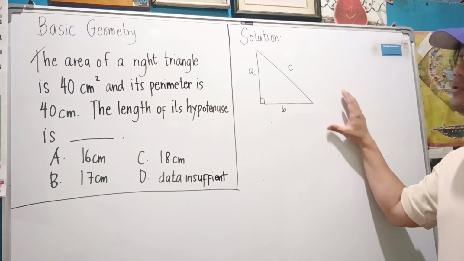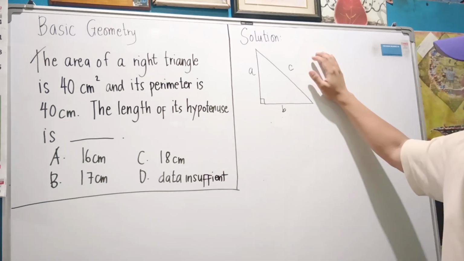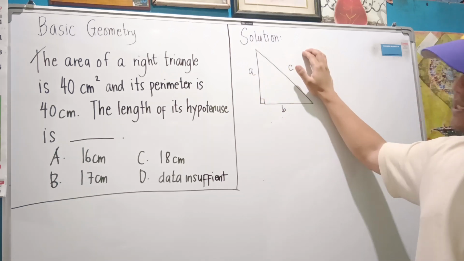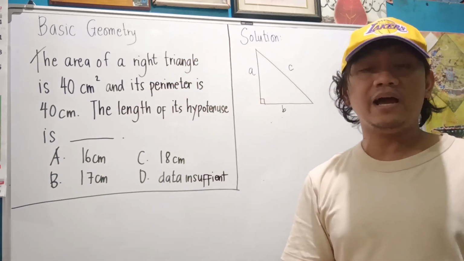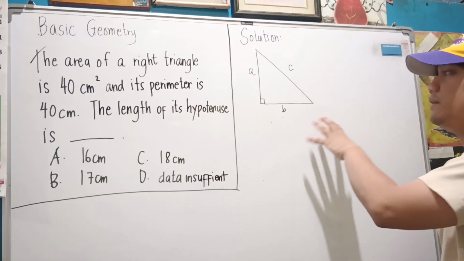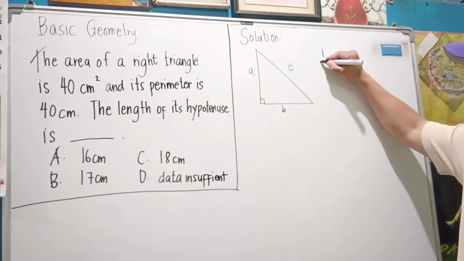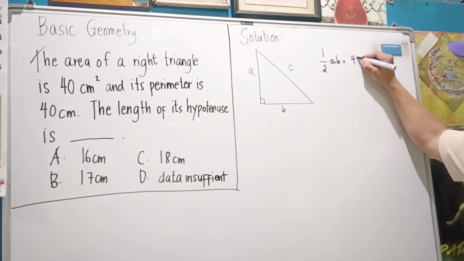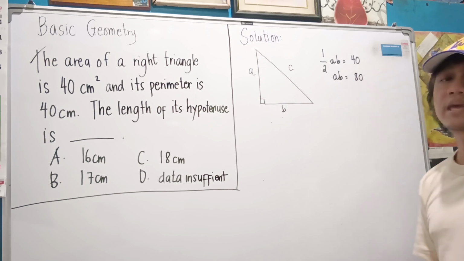So the first thing that we have to do here is draw the figure, since we are given a right triangle. The right triangle here has legs A and B and the hypotenuse is C. It is given that the area is 40 centimeters squared, and the formula for the area of a triangle is 1/2 base times height. In a special case, like a right triangle, that is 1/2 A times B. So we have 1/2 AB is equal to 40. Solving for AB, just multiply both sides by 2, so that is equal to 80.